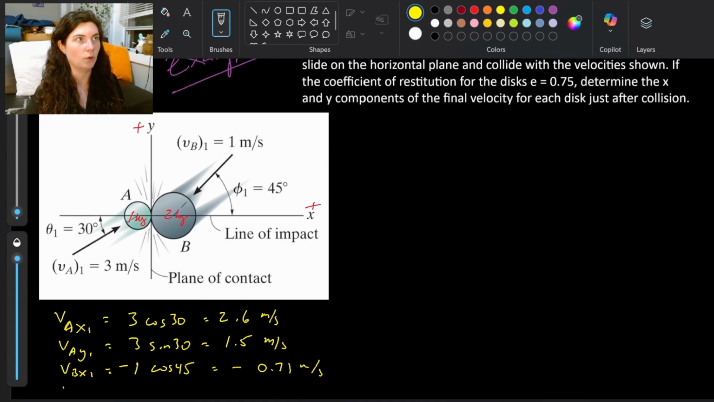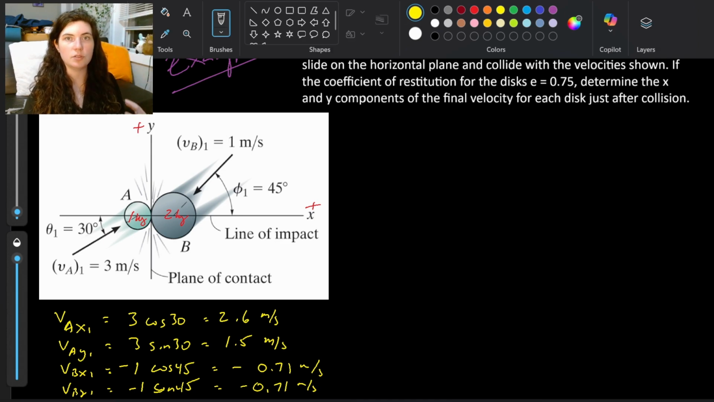And then for VBY1, again, another negative in the y direction. Sine 45 is negative 7.1 meters per second.